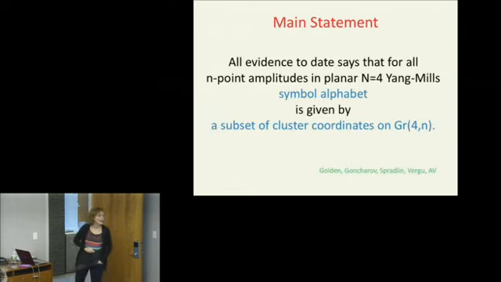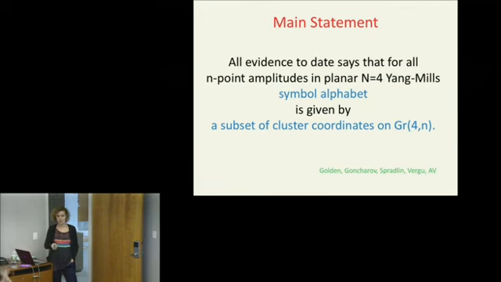So the statement that I'm going to make is that, according to all evidence to date, for all n-point amplitudes, the symbol alphabet is given by a subset of cluster coordinates on a Grassmannian. Of those cluster algebras, those coordinate rings, Grassmannian for n, could you remind us which ones are finite? Yeah, exactly. I will.